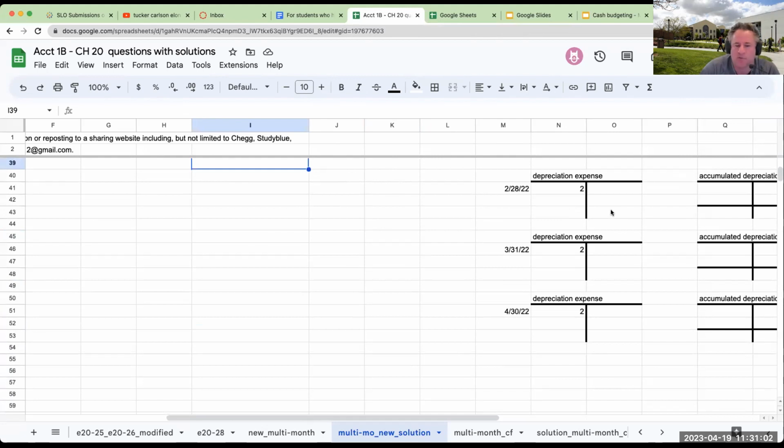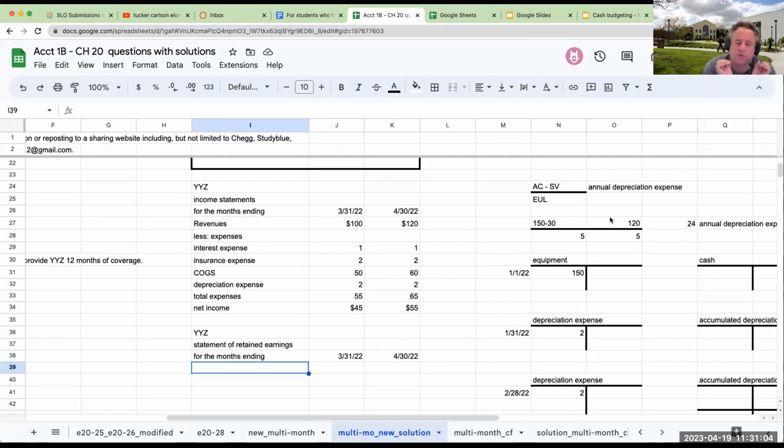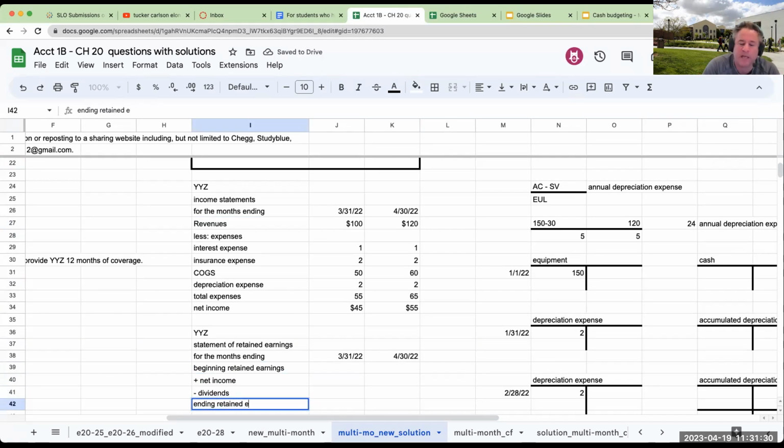What is the statement of retained earnings? It basically shows how much of the net income did we collect, or did we actually keep, or how much did we retain? The retained earnings statement is extremely important because it's going to lead us to the balance sheet. So we're going to start over here with our beginning retained earnings plus our net income minus our dividends, which is going to give me my ending retained earnings.